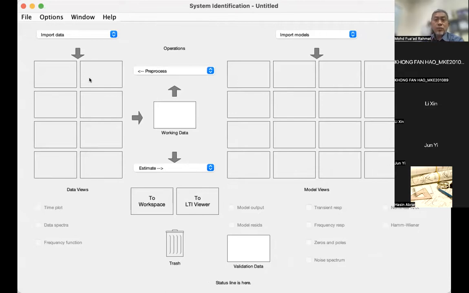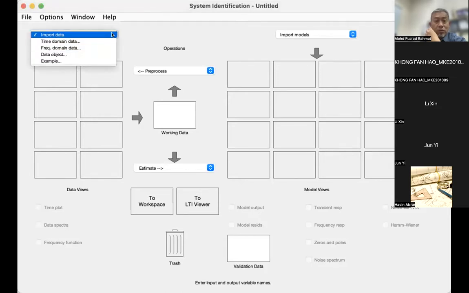Now we have to do some import and export of data. We import the data first. Since our data is power versus time for the input and temperature in voltage versus time as the output, we call it time domain data. We have many data types here: time domain, frequency domain, data object. Frequency domain means from the frequency, and time domain is from the time.